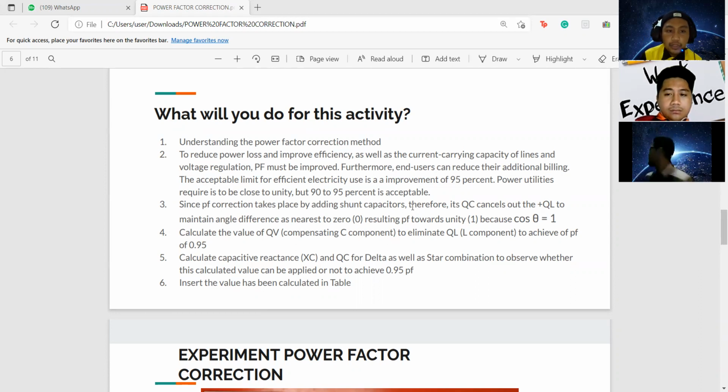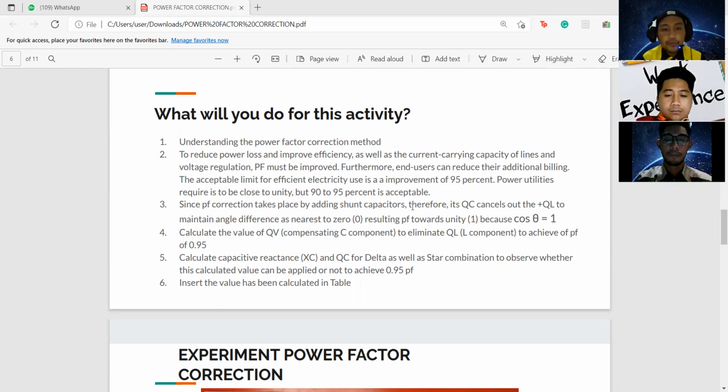Power utilities require the power factor to be close to unity, but 90 to 95% is acceptable. Next, since power factor correction takes place by adding a shunt capacitor, its QC cancels out the QL to keep the angle difference nearest to 0, resulting in a power factor towards unity, 1, because cos theta equals 1.